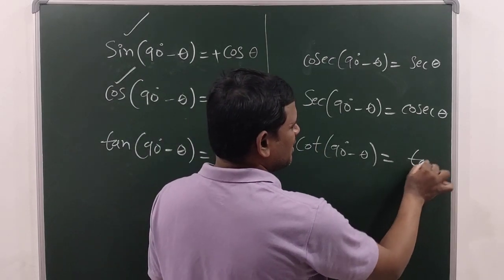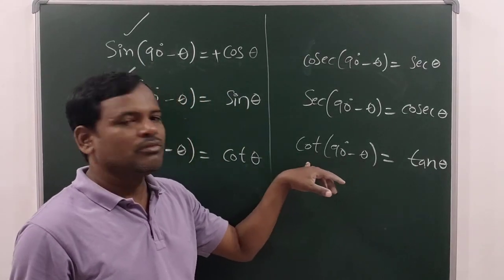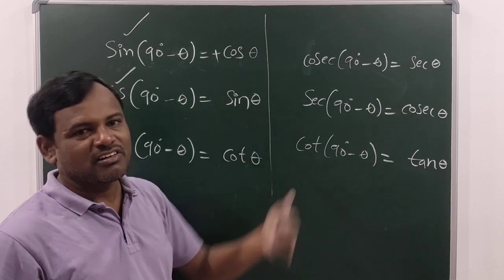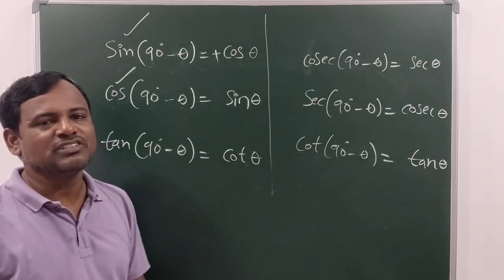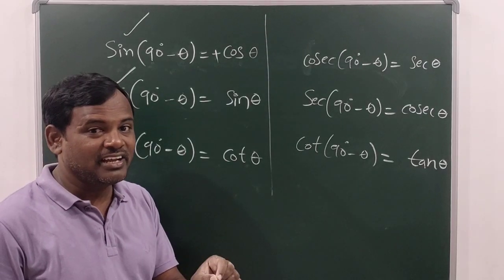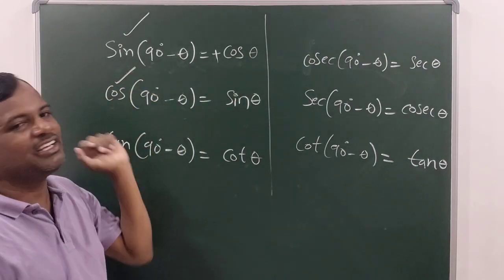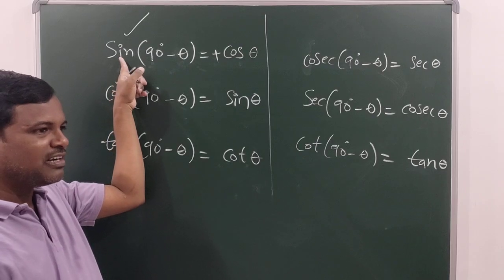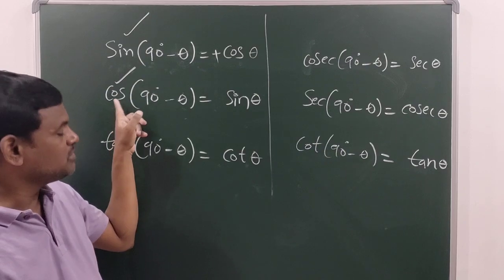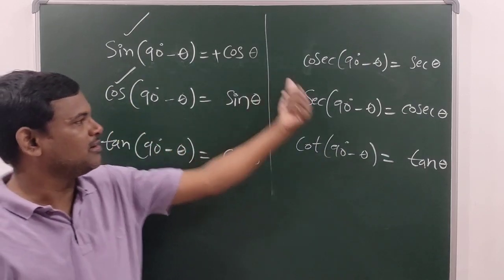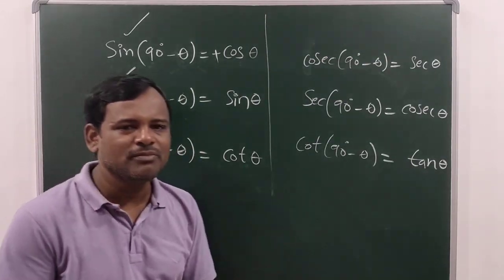Cot, tan, angle is theta. Now what about this cot? In the first quadrant, positive. So all are positive because 90 minus theta belongs to the first quadrant. For the sign, don't see the transformed ratio. See the given ratio. Sin is positive in the first quadrant, so I kept here plus. Cos is positive in the first quadrant, I kept plus. Similarly all. I hope you have understood this. If you have understood this, then the rest of them are easy.